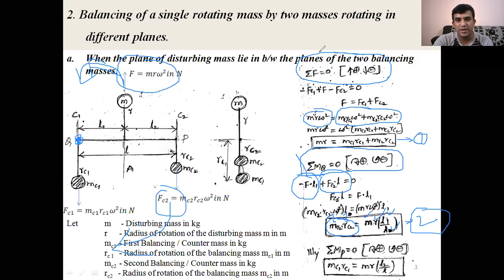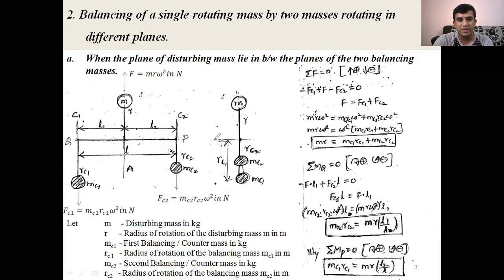Similarly, for the second moment equation, the vector sum of all the moments about an arbitrary point P is equal to 0. That is the condition here. Again, take the same sign convention: clockwise moments are positive, counterclockwise moments are negative. About point P, again m c2 force is there, but no perpendicular distance. Moment is nothing but force into perpendicular distance.